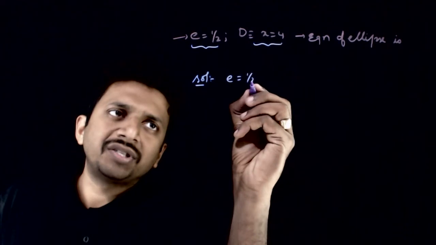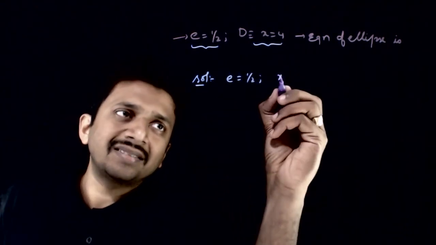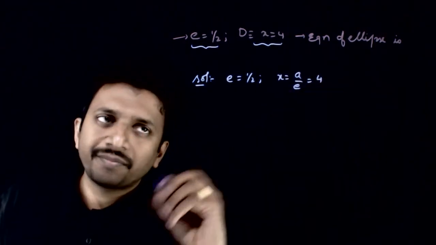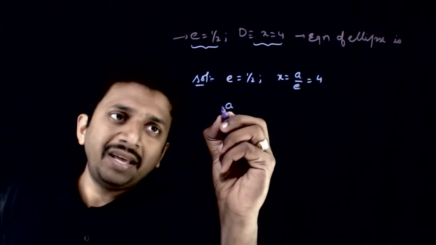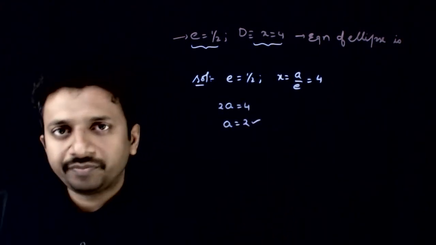Eccentricity is equal to half, which is straightforward. We know that the equation of the directrix is x is equal to a by e. So a by e is given as 4. So a by e is 2a, which is equal to 4. This implies a is equal to 2.